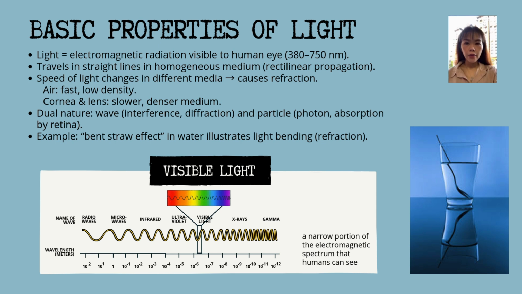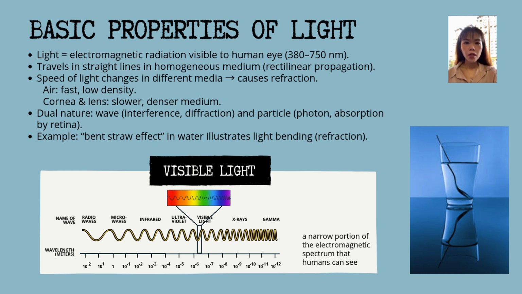Let's start with the basic properties of light. Light is a form of electromagnetic radiation. The human eye can detect only a small portion of the spectrum, the visible range from about 380 nanometers, violet, to 750 nanometers, red. One key property is that light travels in a straight line, which is why shadows form a sharp edge.